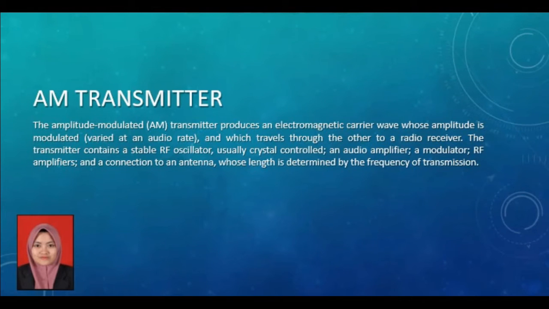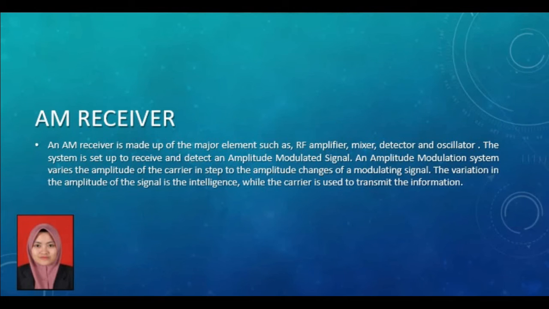An AM transmitter produces an electromagnetic carrier wave whose amplitude is modulated and which travels through the air to a radio receiver. The transmitter contains a stable RF oscillator, usually crystal controlled, an audio amplifier, a modulator, an RF amplifier, and a connection to an antenna whose length is determined by the frequency of transmission.